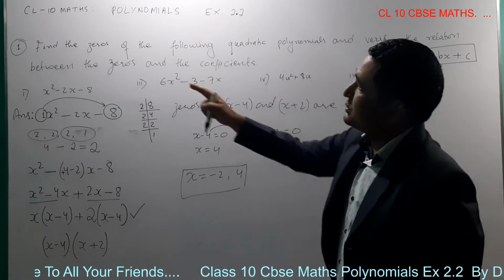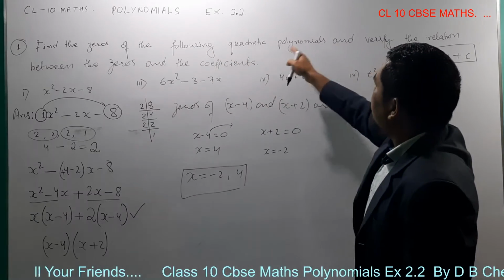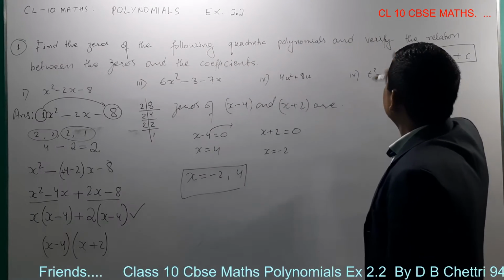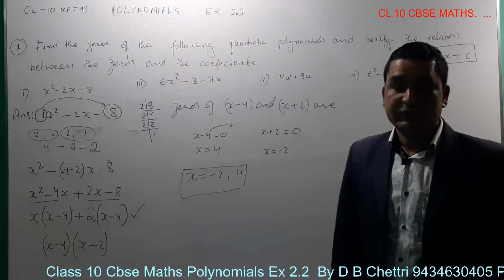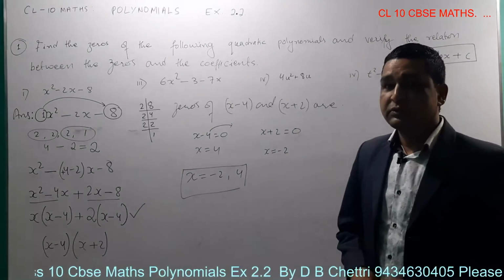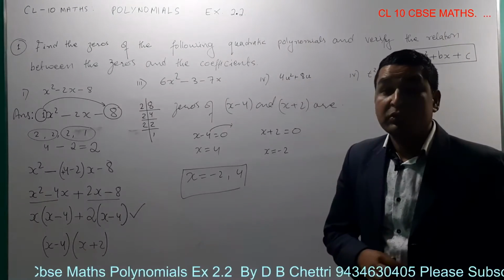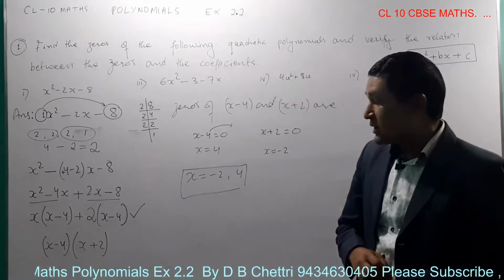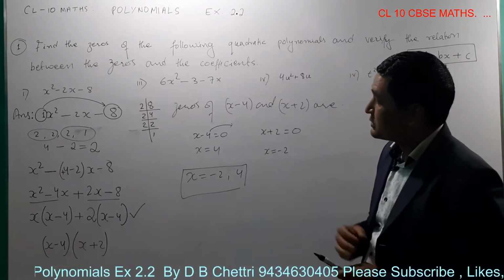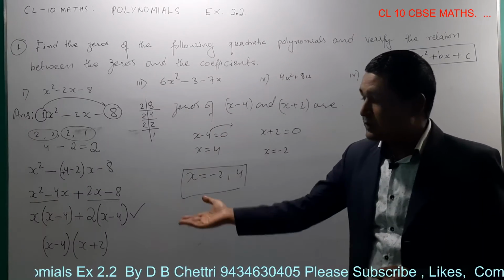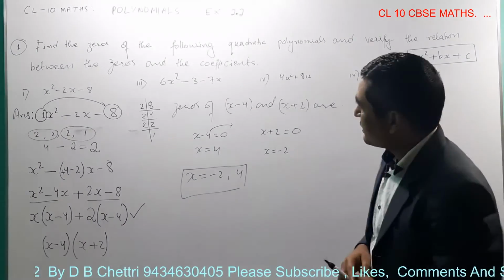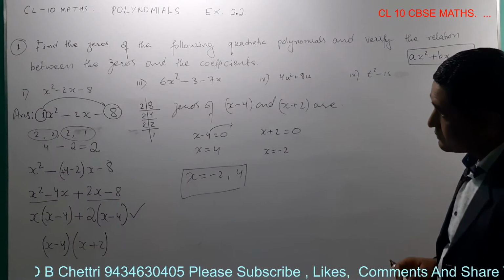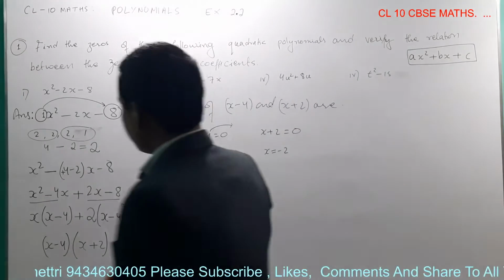Now after getting the zeros of the quadratic polynomial, the question asks to verify the relation between the zeros and the coefficients. There is a formula for the sum of roots and the product of roots. By using that formula, the question asks to verify whether doing it this way and using the formula give the same result or not. Let me explain.